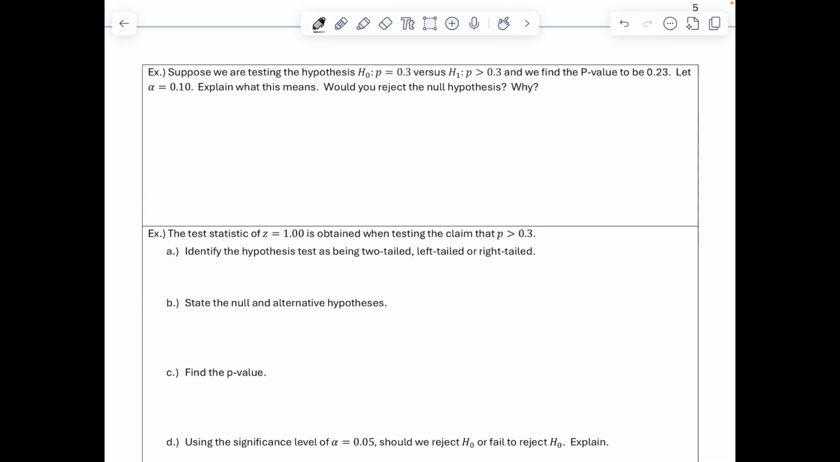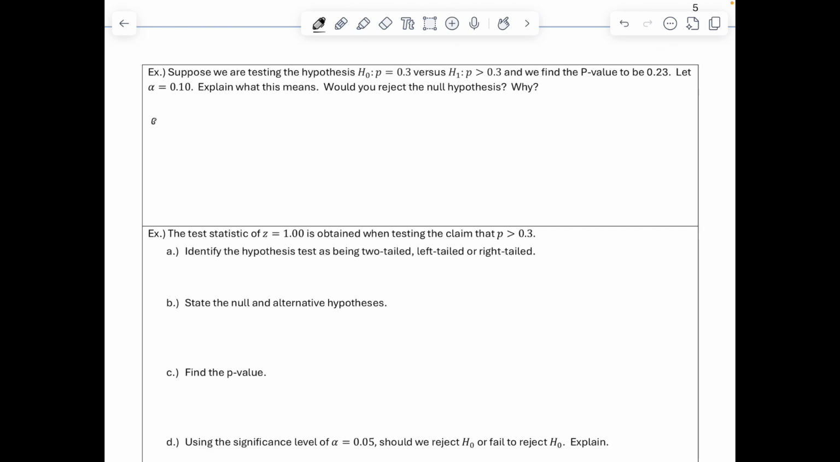So at the top of the next page, we have an example. It says, suppose we're testing the hypothesis H naught, which is p equals 0.3, versus H1, which is p is greater than 0.3. And we find the p-value to be 0.23. Let alpha equal 0.10. Explain what this means, and would you reject the null hypothesis and why? So there's a couple questions in here.